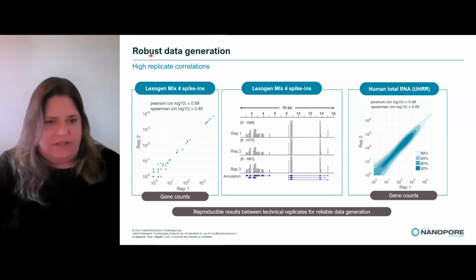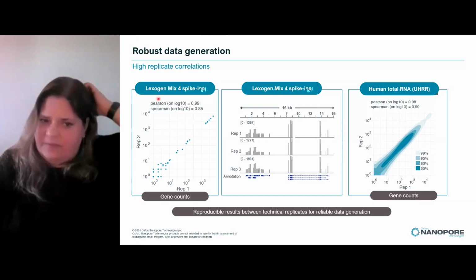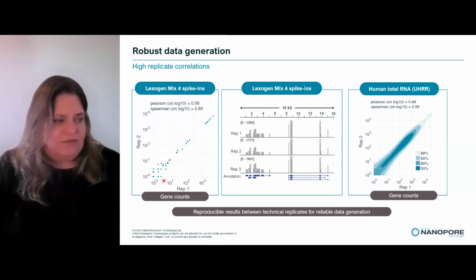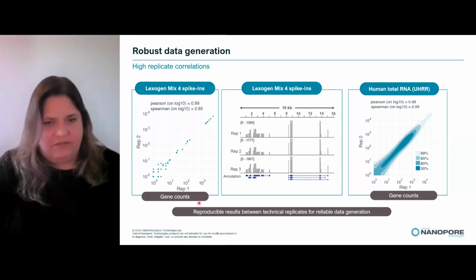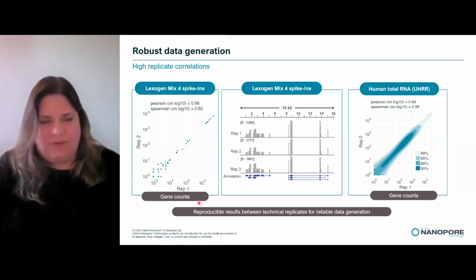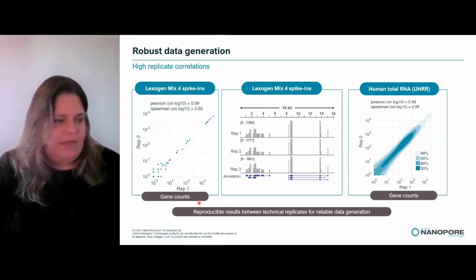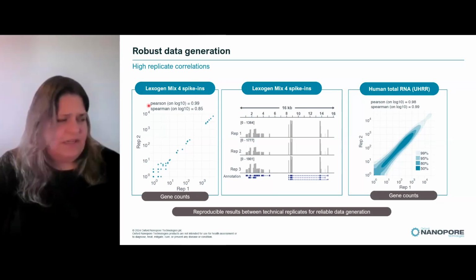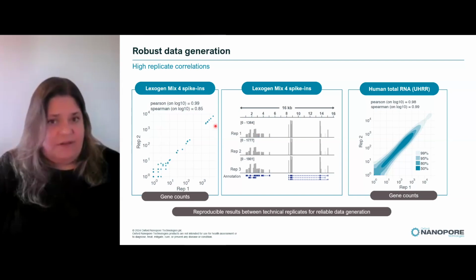So we tend to look at things like Lexogen's spike-ins. We've got SIRV mix 3, and we look at different replicates comparing gene counts to make sure that we're getting the same representation each time that we do the prep. Again, these are using the Lexogen spike-ins, and we're looking at comparisons between 2 technical replicates, and we get 99% correlation, which is very, very good. So we know that we're not missing any data.